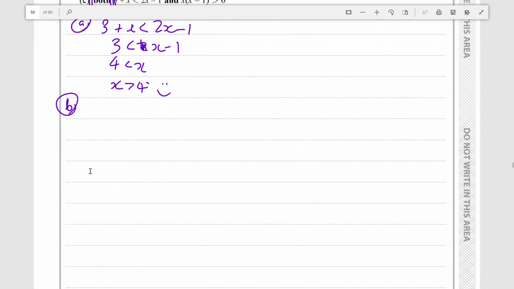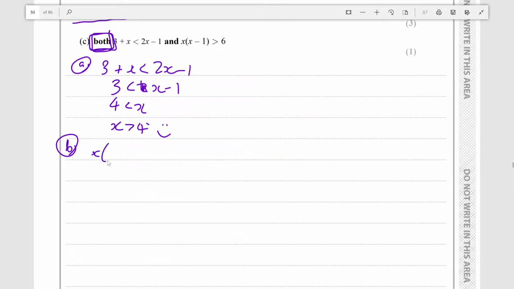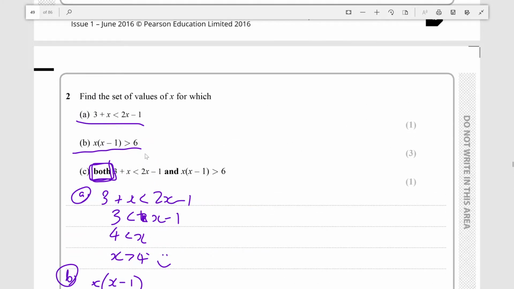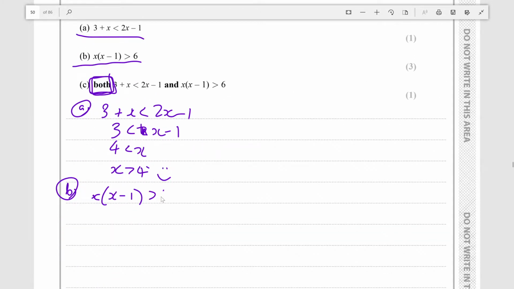For part B, this has two x terms being multiplied together. This is x times (x minus 1) must be greater than 6. So we will expand this bracket out to get x squared minus x must be greater than 6. Subtract 6 from both sides to get x squared minus x minus 6 must be greater than 0.